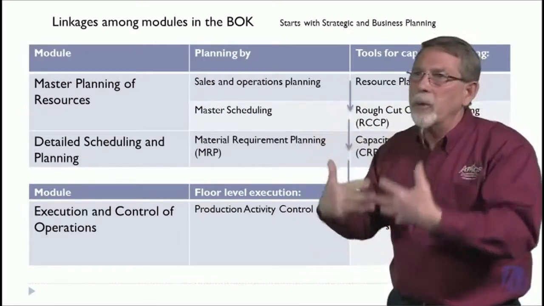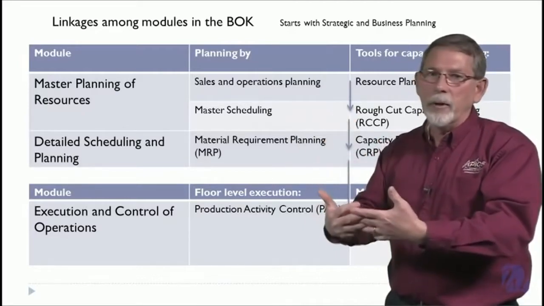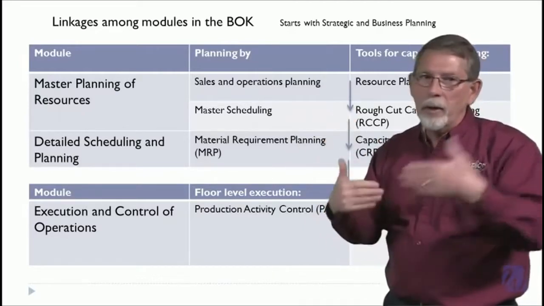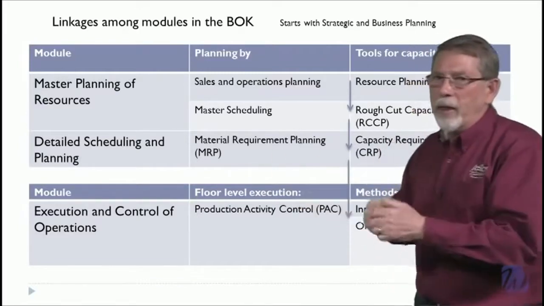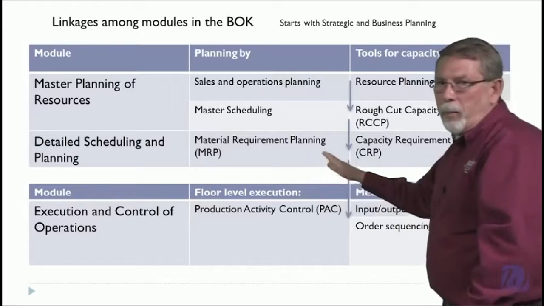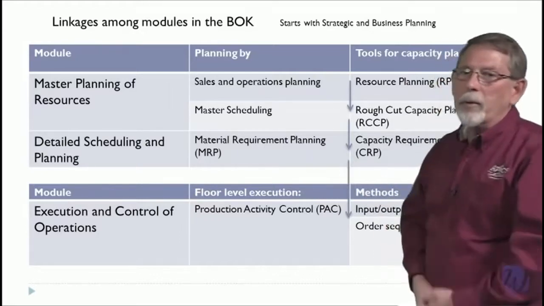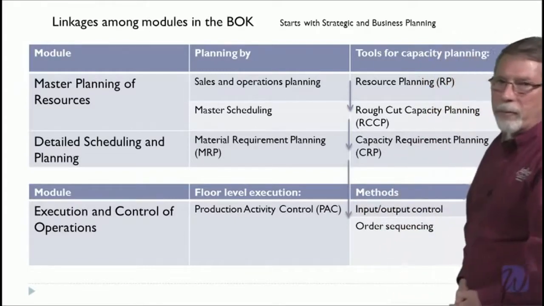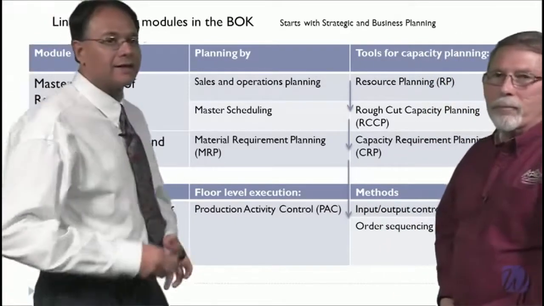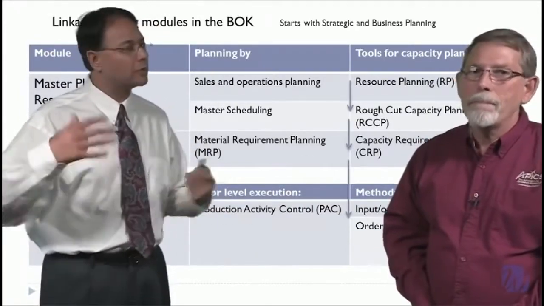From that, then we can develop, okay, if I need this, I have to cut a schedule for it. Production activity control, execution control of operations. Okay, and we manage that through something called input-output and some other tools, order sequencing. Order sequencing, yes, thank you. So this gives us a little idea of how this all is coming together and some of the tools and techniques. So we'll go into more detail.